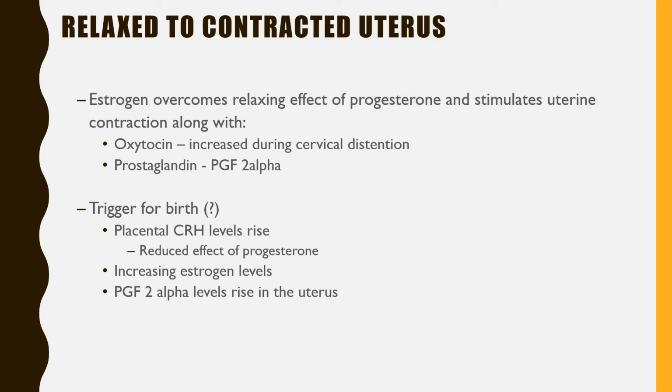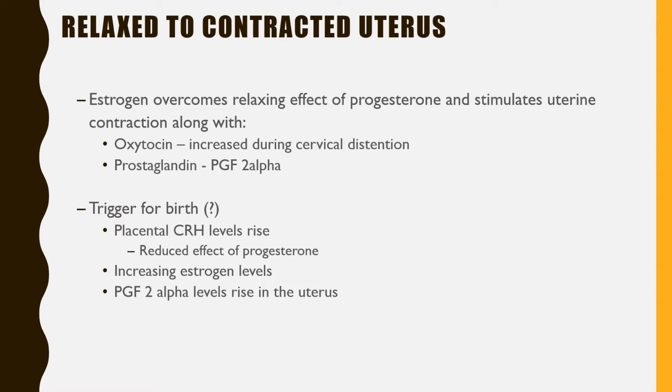So how do we go from this relaxed to the contracted uterus? I mentioned a little bit already, but estrogen overcomes the relaxing effects of progesterone and stimulates uterine contractions. One of the mechanisms by which it does this is that it increases the number of receptors for oxytocin on the smooth muscle. So estrogen upregulates oxytocin receptors, and oxytocin is a contractile hormone. It's going to increase the contractility of these smooth muscles, and it's released in high amounts towards the end of pregnancy.